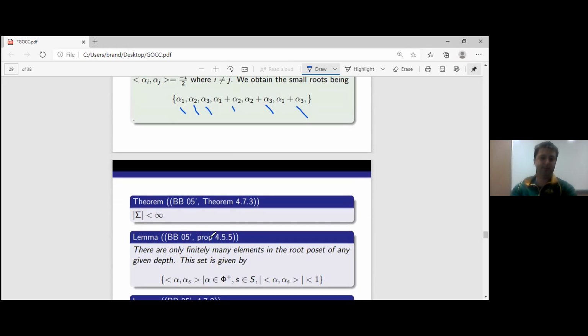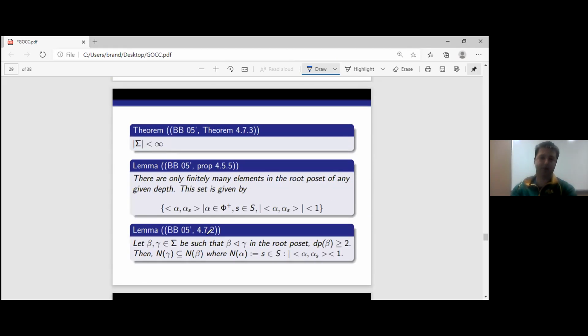All right. So the nice thing about small roots is that their cardinality is always going to be finite, and you can find the proof in Björner and Brenti, but it's highly technical. It's a very celebrated theorem because it gives us a finite amount from which we can construct an automaton, which is good, right? Because we want finite state.